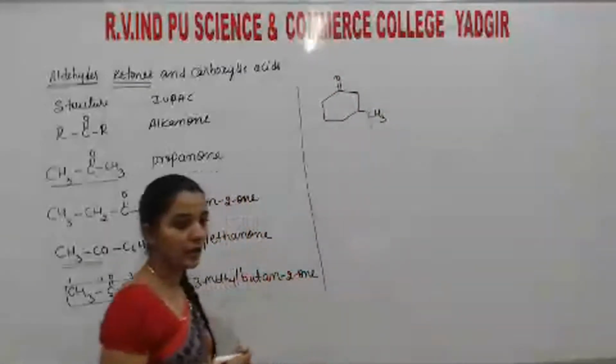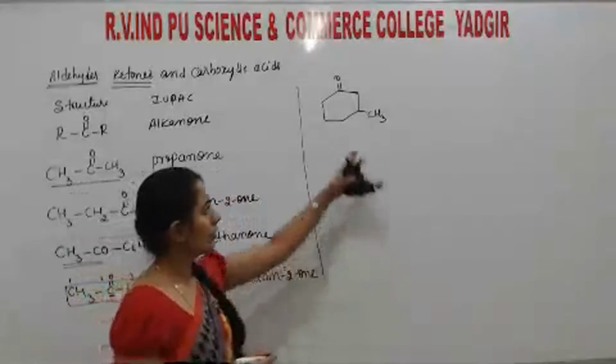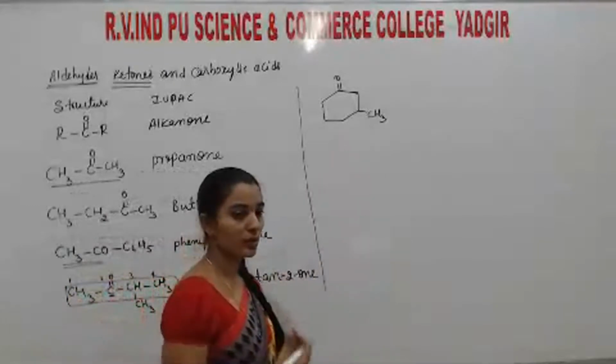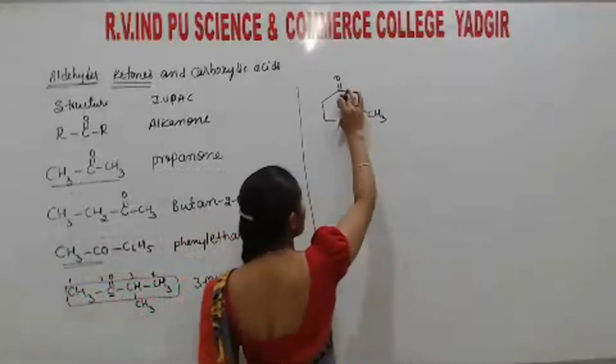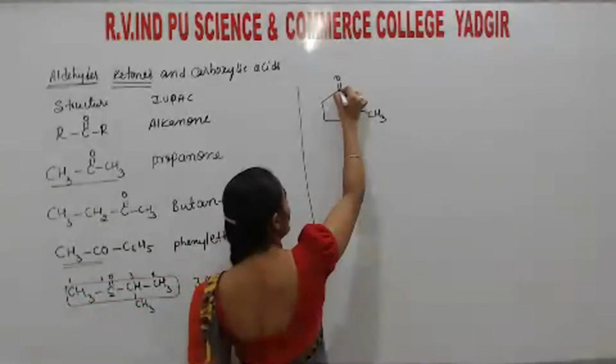This is the cyclic compound. To this cyclic compound, the CH3 is attached. Of course, the double bond is also there. Of course, this is the parent chain. Listen, this carbon atom is here.